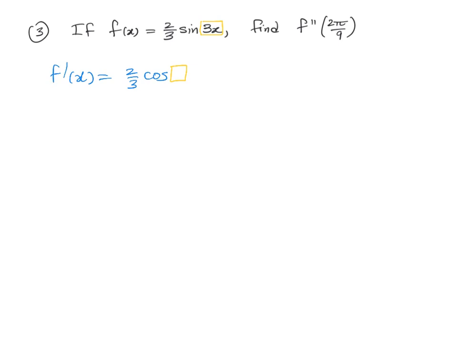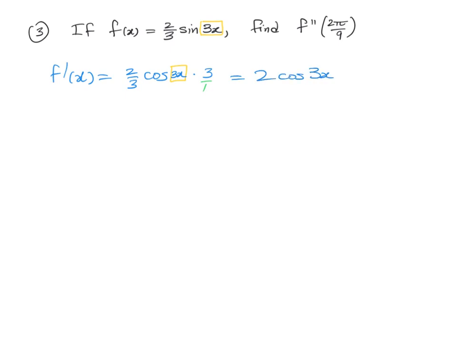And then, because of the chain rule, times the derivative of the box. The derivative of 3x is just 3, and of course I backfill the 3x. So now, this 3 here is actually a 3 over 1, and it's part of the coefficient, so it pairs up with the 2/3. So 3 over 1 times 2/3 ends up just being 2. So this is 2 cosine of 3x.